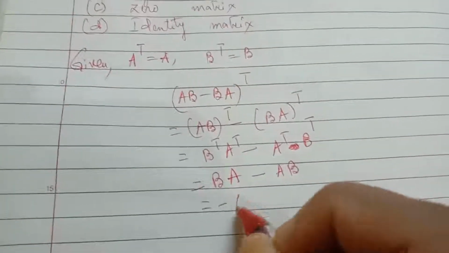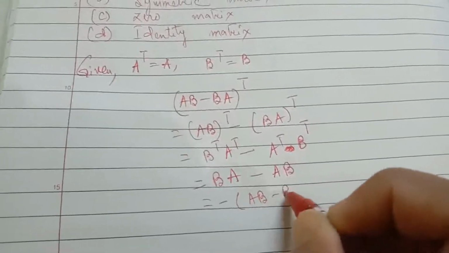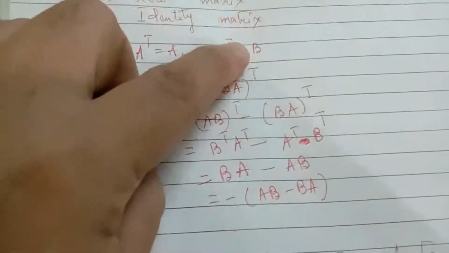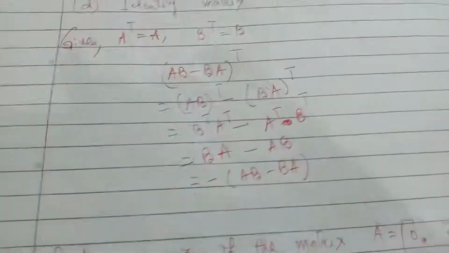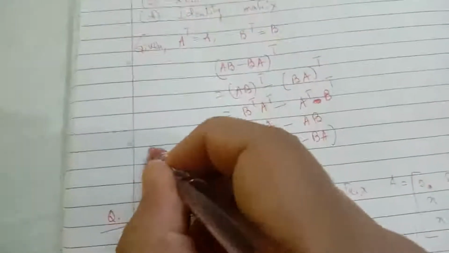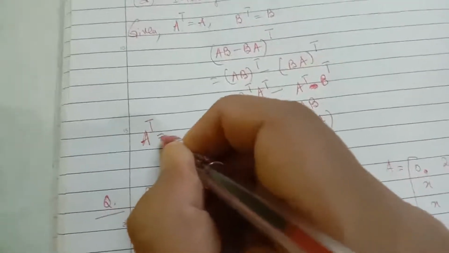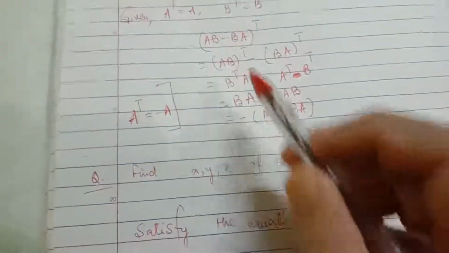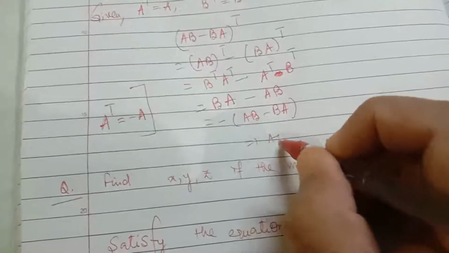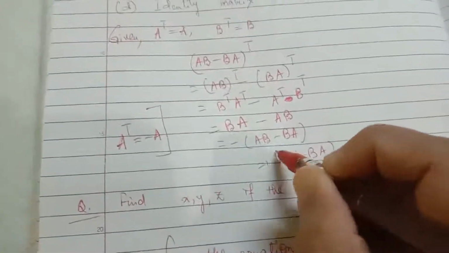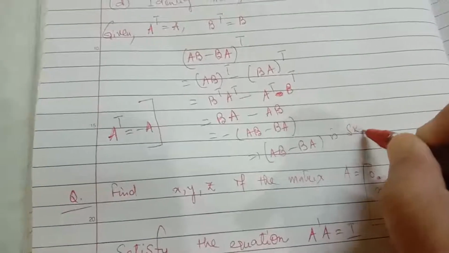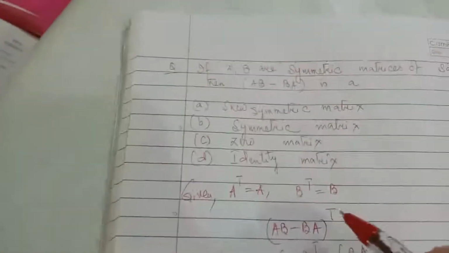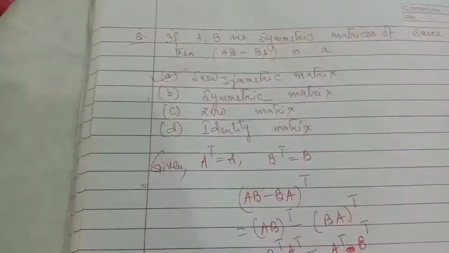If we take minus sign common, we will get minus of AB minus BA. So ultimately what we get, AB minus BA transpose is equal to minus of AB minus BA. This actually satisfies this definition, A transpose equal to minus of A. This matrix transpose equal to minus of this implies AB minus BA is skew symmetric. So option A is correct.